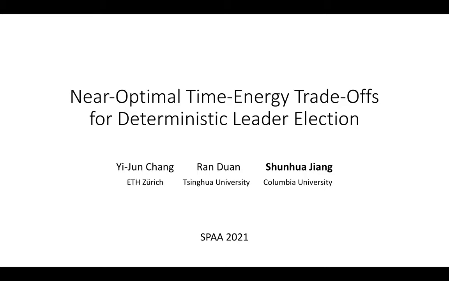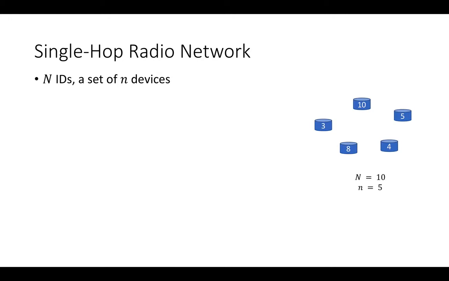Hello, my name is Shunhua Jiang, and today I'm going to talk about our paper, Near-Optimal Time-Energy Trade-offs for Deterministic Leader Election. This is joint work with Yi-Jun Chang and Duan.